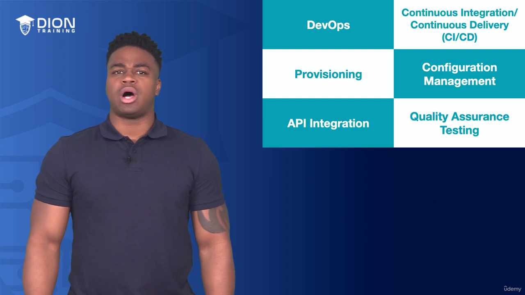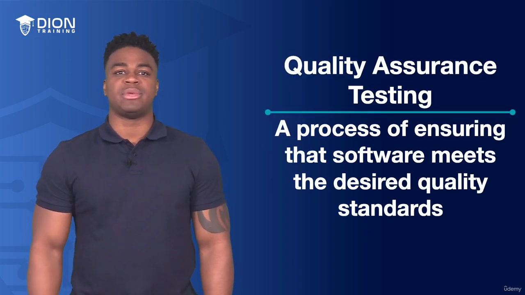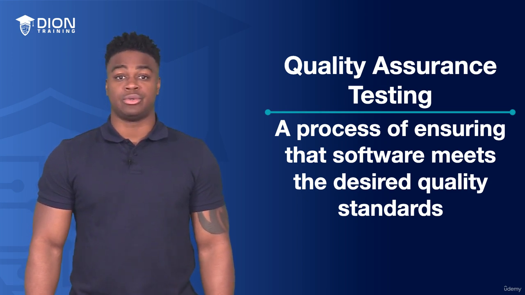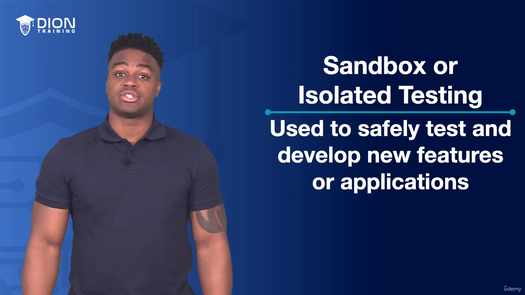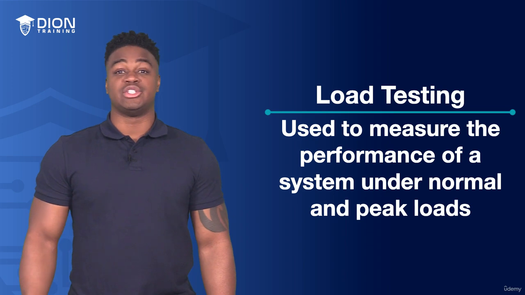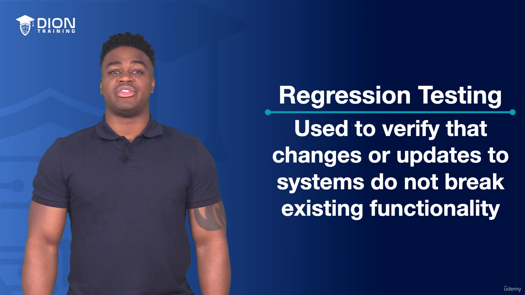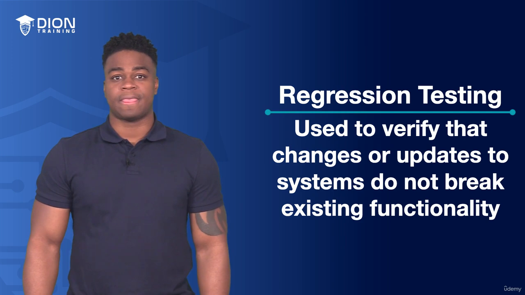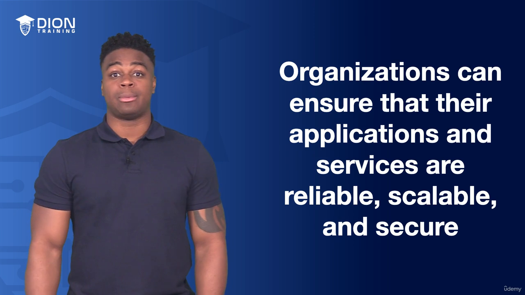Then, we will discuss quality assurance testing, including the use of sandboxing, load testing, and regression testing. Quality assurance testing is a process of ensuring that software meets the desired quality standards. This quality assurance testing can be automated using various testing frameworks and tools. Sandbox environments are isolated testing environments used to safely test and develop new features or applications. Load testing is used to measure the performance of a system under normal and peak loads. Regression testing, on the other hand, is used to verify that changes or updates to a system do not break existing functionality. By using these different testing methodologies, organizations can ensure that their applications and services are reliable, scalable, and secure.